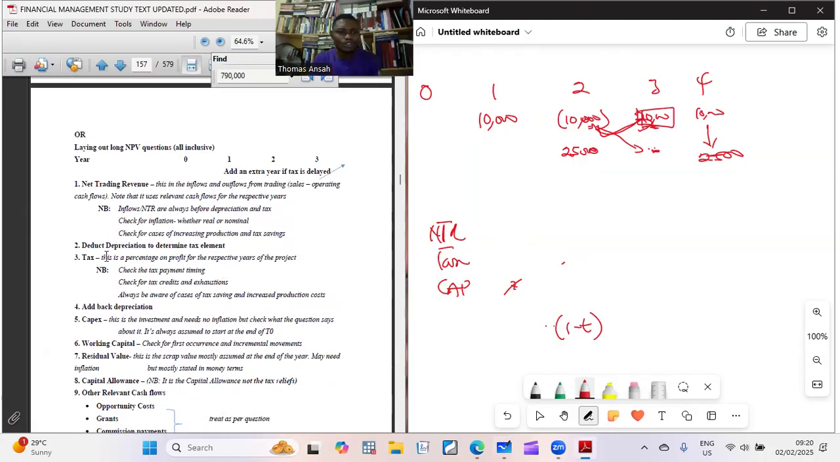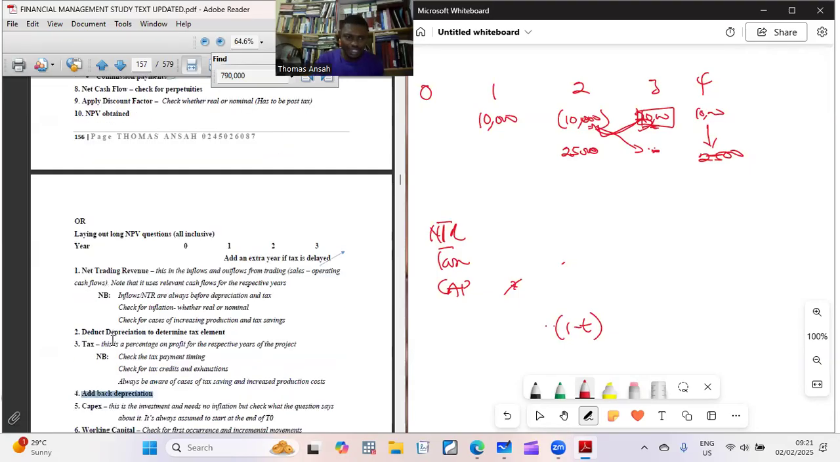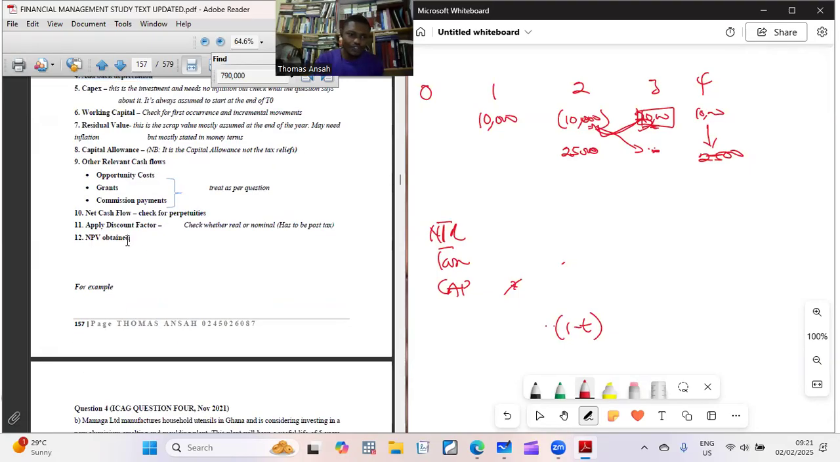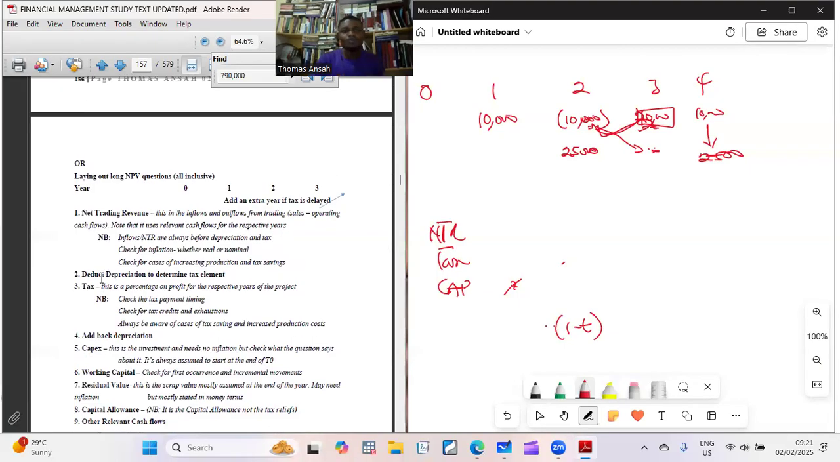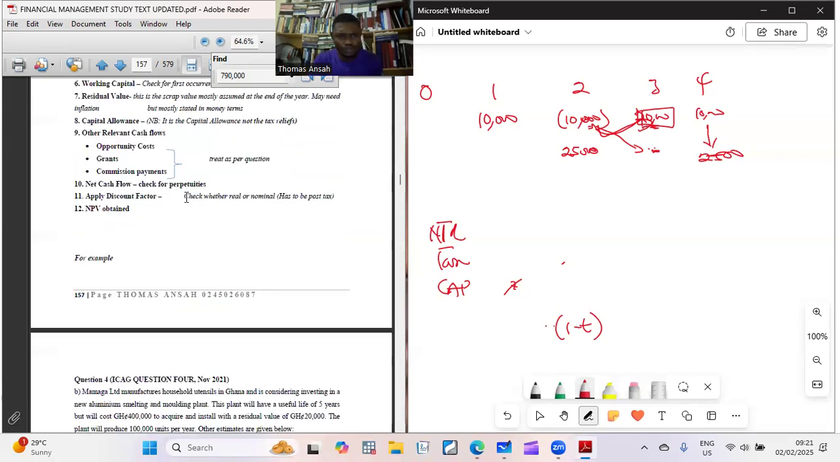Alternatively, like I showed you, some people, when they get the net trading revenue, before they tax, they will deduct the depreciation. Then they tax, then they come and add back the depreciation. Then they continue as usual. If you do that, you see the steps are 12. But if you do the one that I prefer, your steps are 10. All right, so I give you the two options.